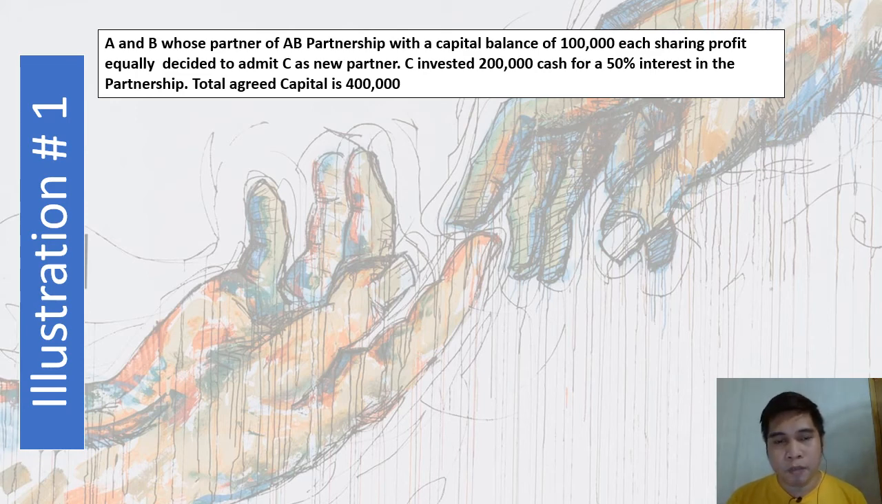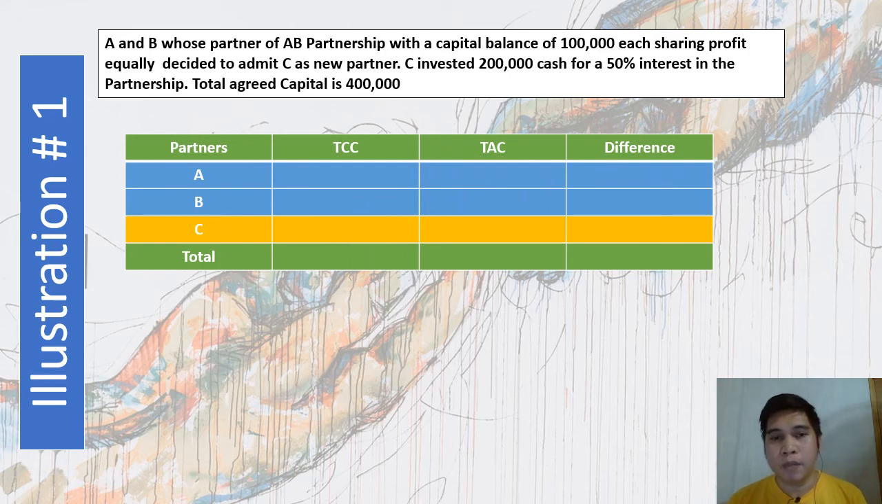So, para ma-analyze po natin mabuti kung magbibigay ba tayo ng bonus or magkakaroon ba ng revaluation, mas maganda po gagamit po tayo ng table. So, initial table lang po ito kasi kapag merong revaluation at bonus, we have to create another one. Ito ginagamit lang just to determine kung may revaluation ba siya or meron tayong bonus. So, basically, you have to maintain four columns. Yung first column, we have the partners. Second column, the TCC or the total contributed capital. Third column, total agreed capital. And the last column is the difference.